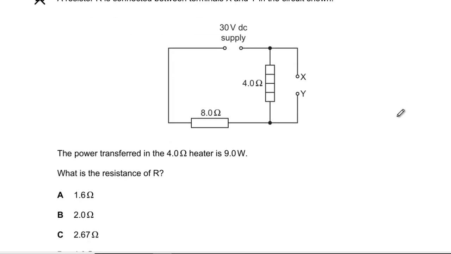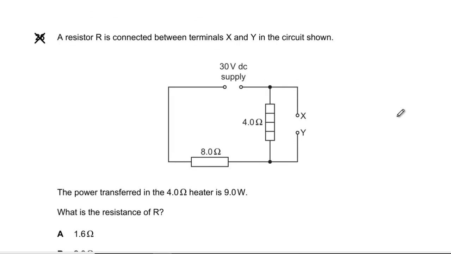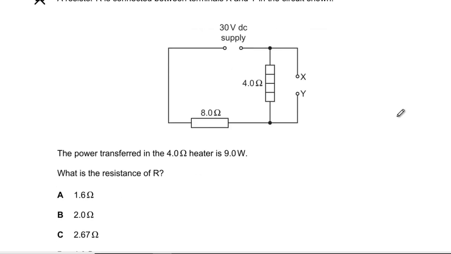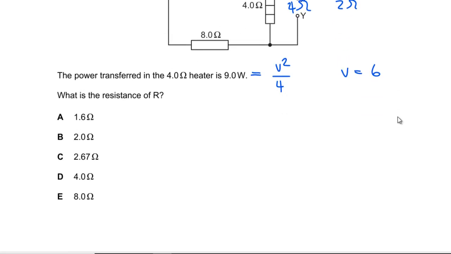Right. 26. Resistor R is connected between terminals X and Y. Right, so they're plugging in a resistor there. Power transferred in the 4 ohm heater is 9 watts. So that is going to be our V squared over 4. So the PD across the parallel set then is going to be 6, which means we're getting a fifth. So we need a 2 ohm resistance in total across the parallel set. So that'd be 2 4 ohm resistors. So that is D.